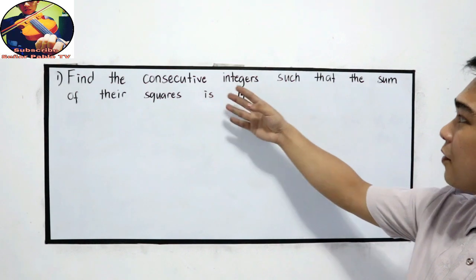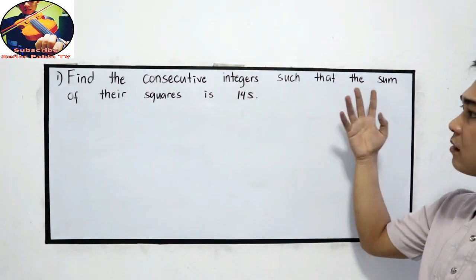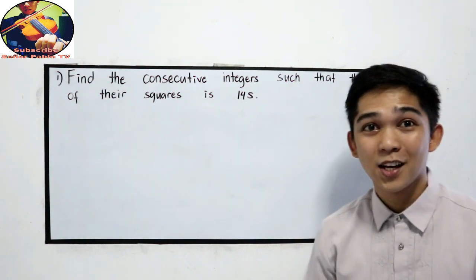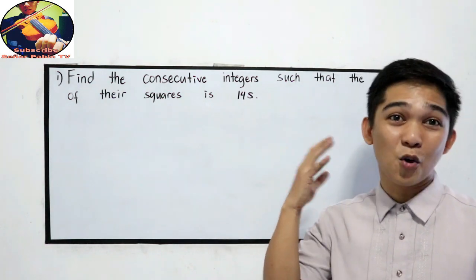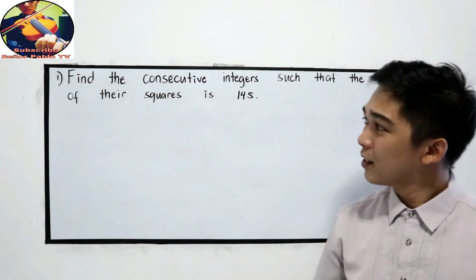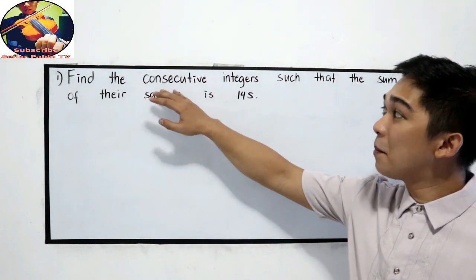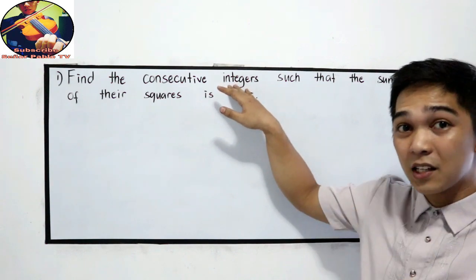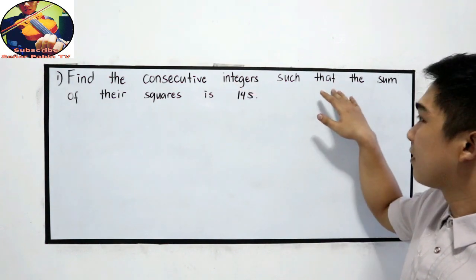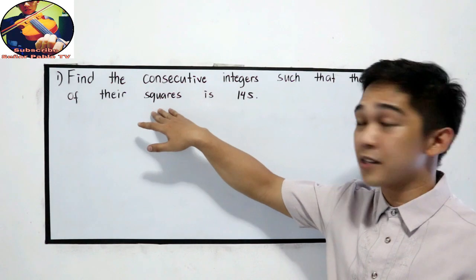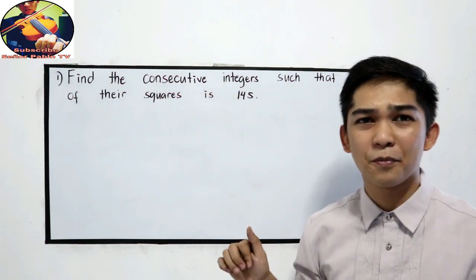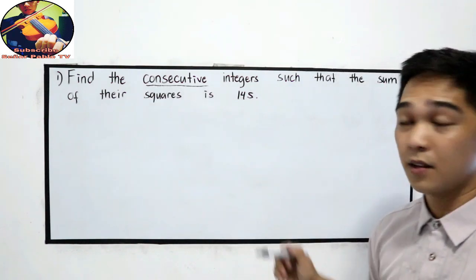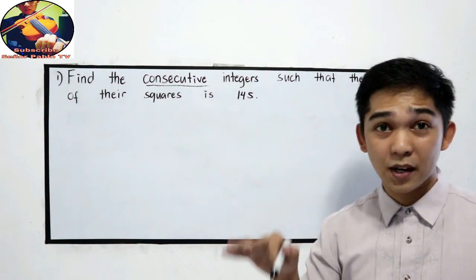Find the consecutive integers such that the sum of their squares is 145. So dito gagamitin natin yung ating comprehension and analysis. Yung dalawang magkasunod daw na number or integer can be positive or negative such that yung sum of their squares is 145. Paano ba natin nire-represent muna si consecutive? Di ba yung consecutive magkasunod?